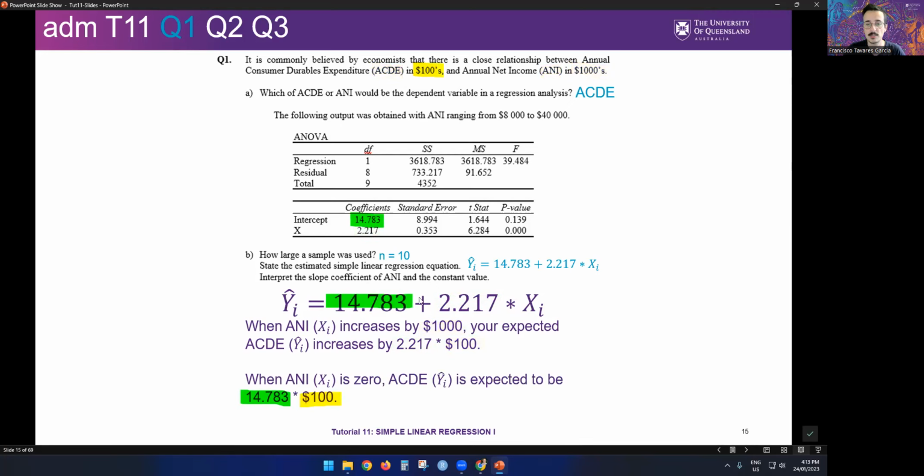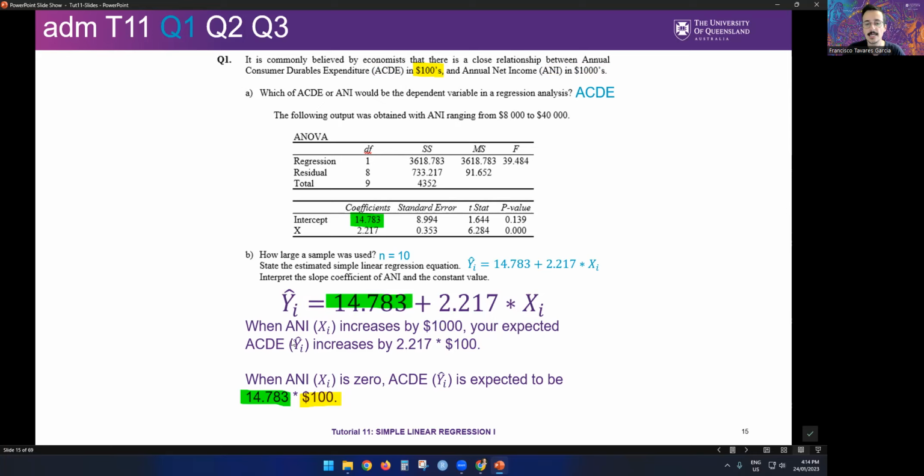So to interpret the intercept, let's imagine xi is 0. So if xi is 0, this part here disappears. So this would be the intercept. When ANI, annual net income, is 0, so this guy here is 0, the ACD, the expenditure of y hat, is expected to be 14.783 times 100, which is equal to $1,478.